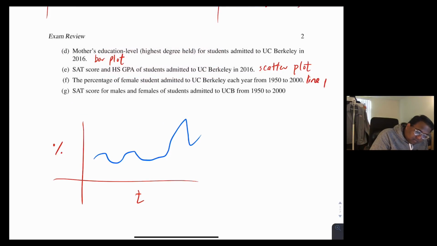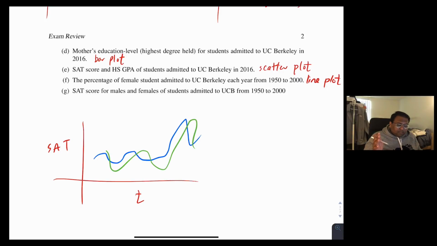A line plot. Okay, and now G, the SAT score for males and females of students admitted to Berkeley from 1950 to 2000. Okay, so first, on a larger level, if we just care about the average SAT score for males and females each year, we could use overlaid line plots. Okay, so for example, if we had our y-axis be SAT scores, we could have one color represent the average male SAT score for each year, and another color represent the average female SAT score for each year.